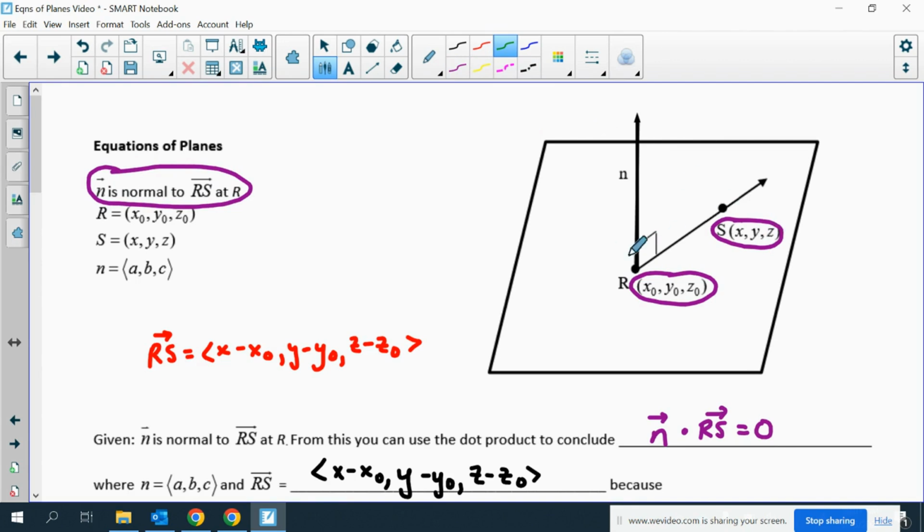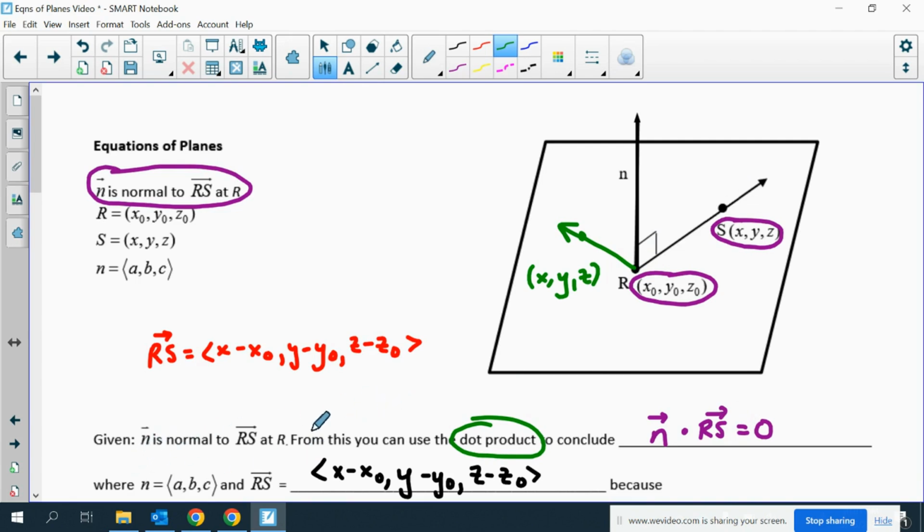So if I decided to move x, y, and z over here on the plane instead of where they currently are, so if I decided to move point S over here, n needs to be normal to that one too. So it has to be normal to any vector on the plane. And so how we do that is we know that if we take the dot product of any two orthogonal or perpendicular vectors, we end up getting 0.